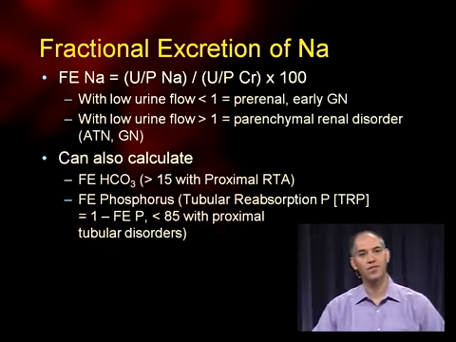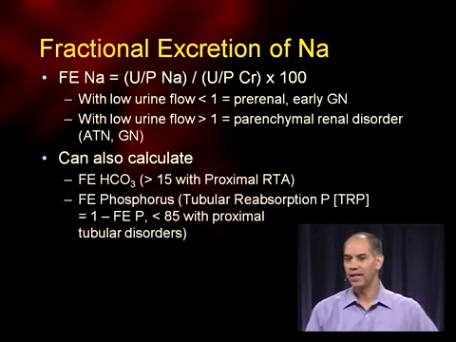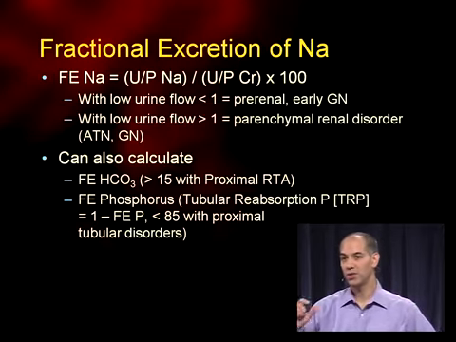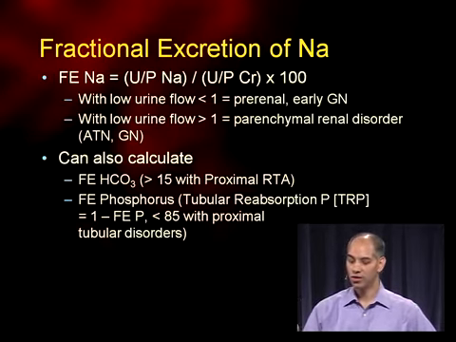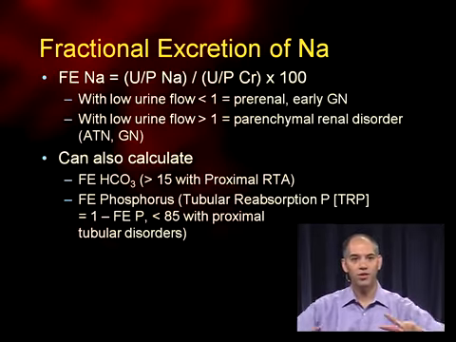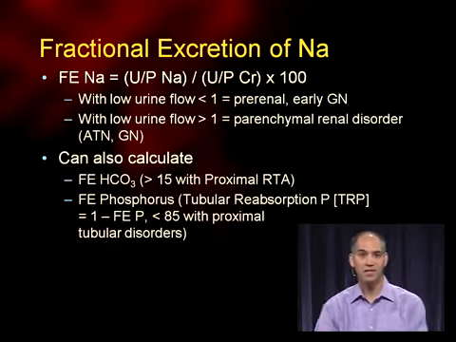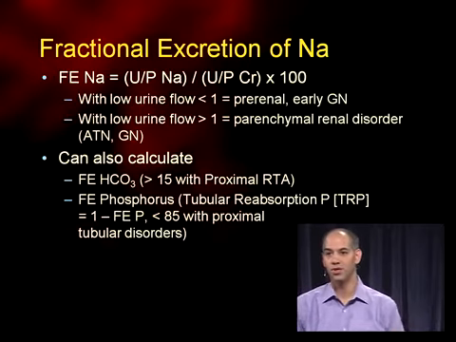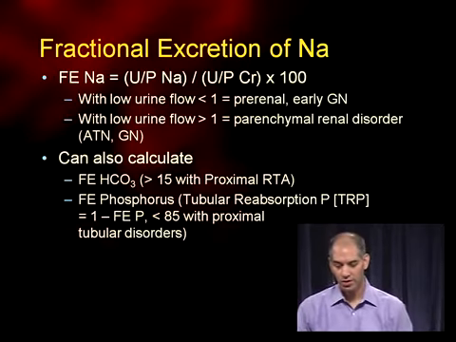Fractional excretion of sodium. I don't know that you'll be asked to calculate this, but the formula, if you are, is the urine over plasma sodium divided by the urine over plasma creatinine, and then we multiply that times 100. Now, I know you can use algebra and flip around that set, but that's the actual equation, urine to plasma sodium divided by urine to plasma creatinine.